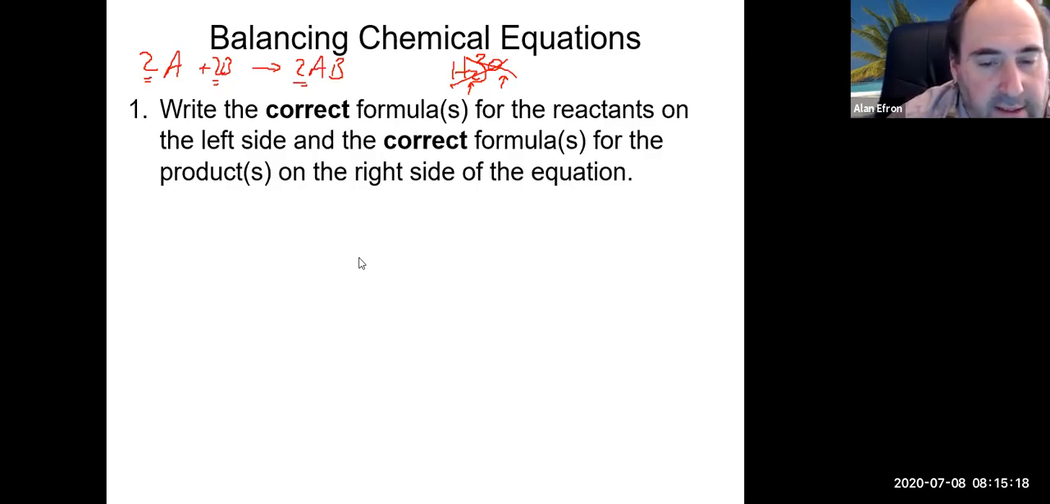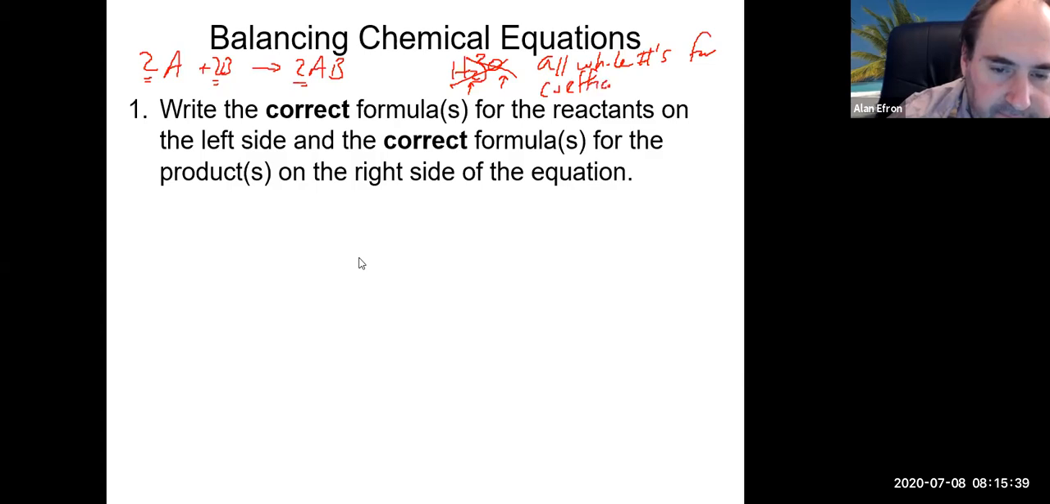Now, when we balance an equation, there are really 2 important things to remember when you're all said and done. You need to have all whole numbers for those coefficients. So when it's all said and done, everybody's got to be a whole number, and it needs to be the simplest set of whole numbers.